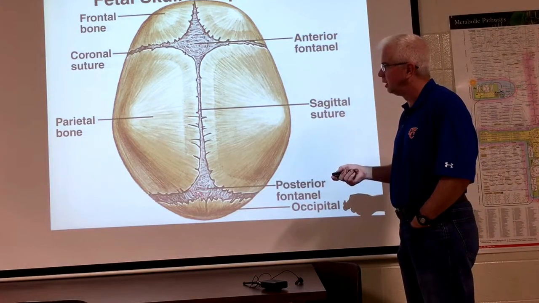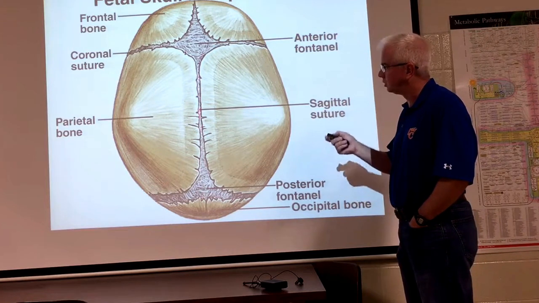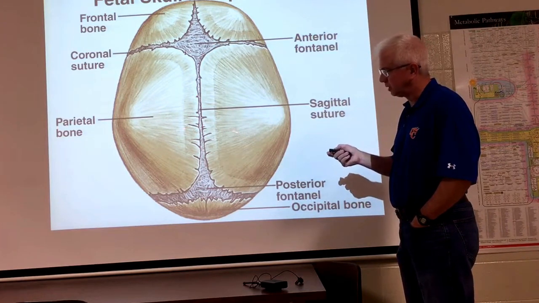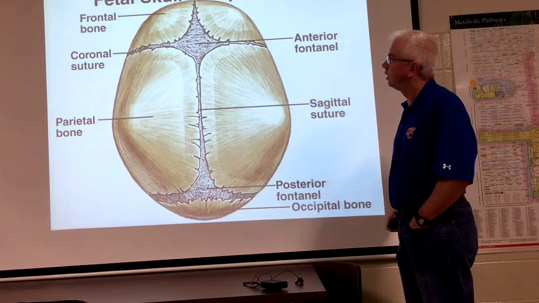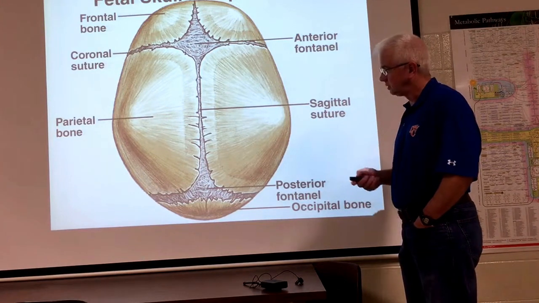There's the posterior expansion, the posterior fontanelle, and the sagittal suture connecting them. This will become the sutural joint between the two parietal bones. All right, so that's a shot of the fetal skull.